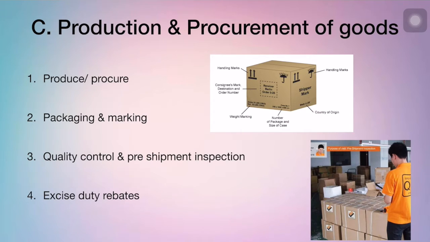Third one, we have production and procurement of goods. So once the order is confirmed from the buyer, yes, I'm willing to buy, then the exporting house, right, having obtained the confirmed order, starts producing or manufacturing the goods as specified in the invoice, or as specified in the above steps. And then begins, after the manufacturing, the marking, the packaging, etc.